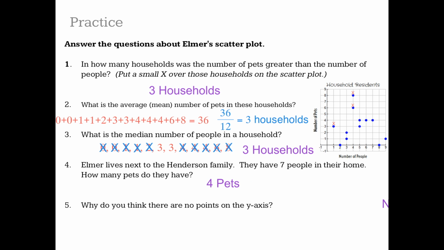So the last question asks, why do you think there are no points on the y-axis? Well, if I'm looking at the y-axis, why would there be no people but there might be points of pets? Well, there are no houses that have just pets and no people. So that will not work. You can't just have a house that has a whole bunch of pets in it and no people living there.